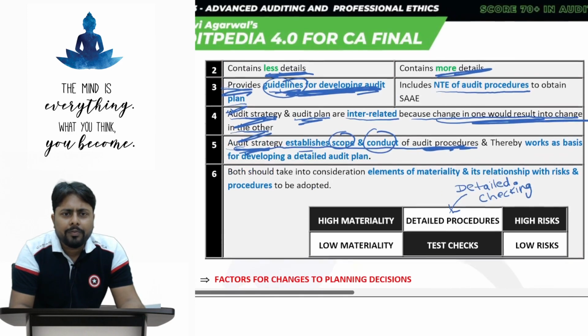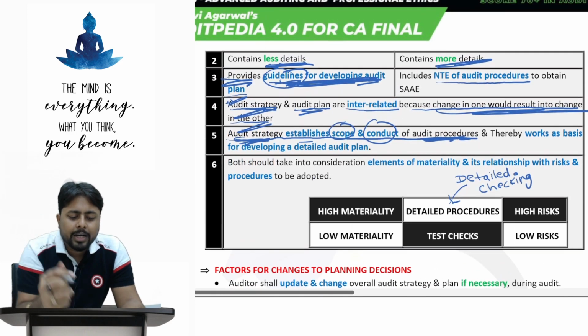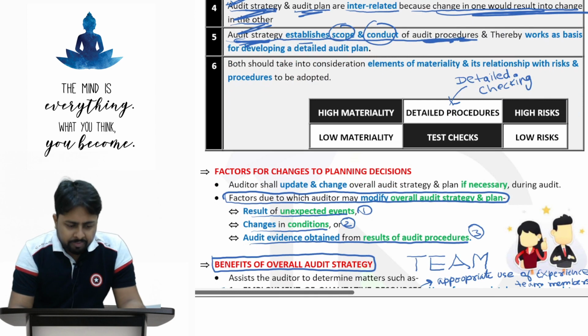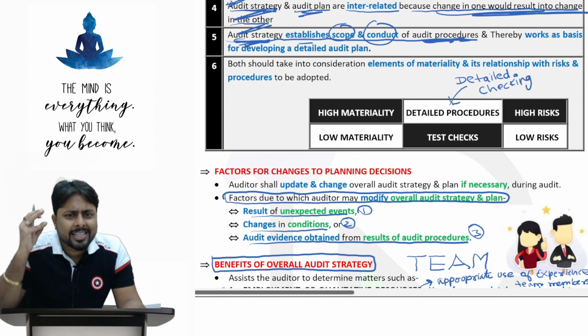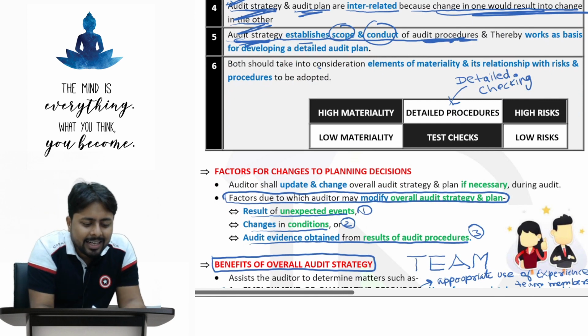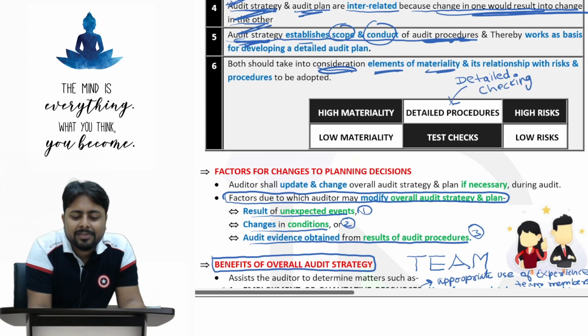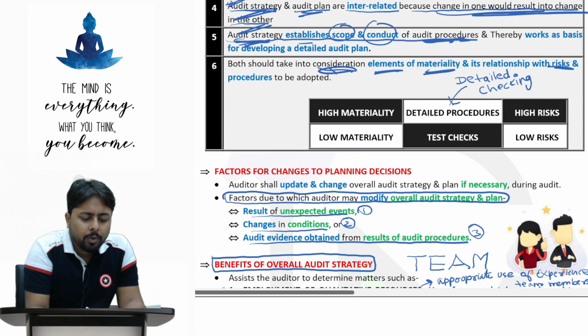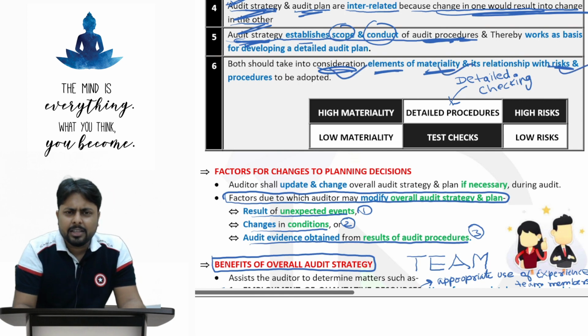So what do we do in the audit plan? In the audit plan we decide the nature, timing, and extent of audit procedures. Very important thing: both your audit strategy and audit plan consider the element of materiality as well as risk. So both consider what? Materiality as well as risk. You only tell me now.